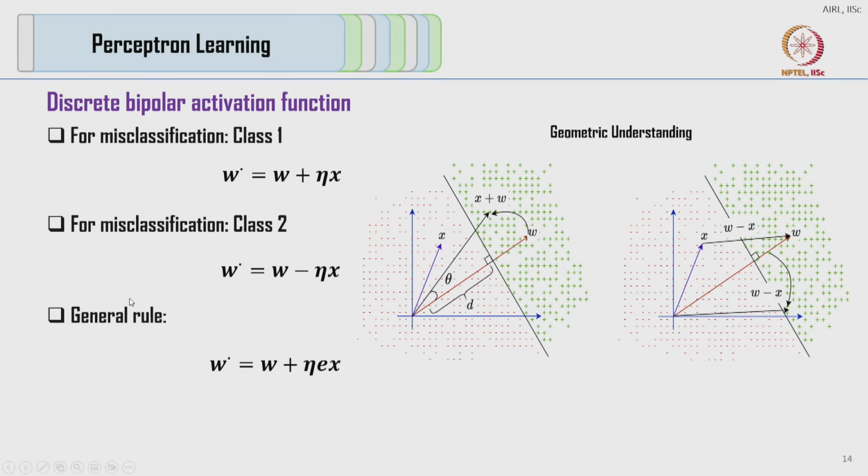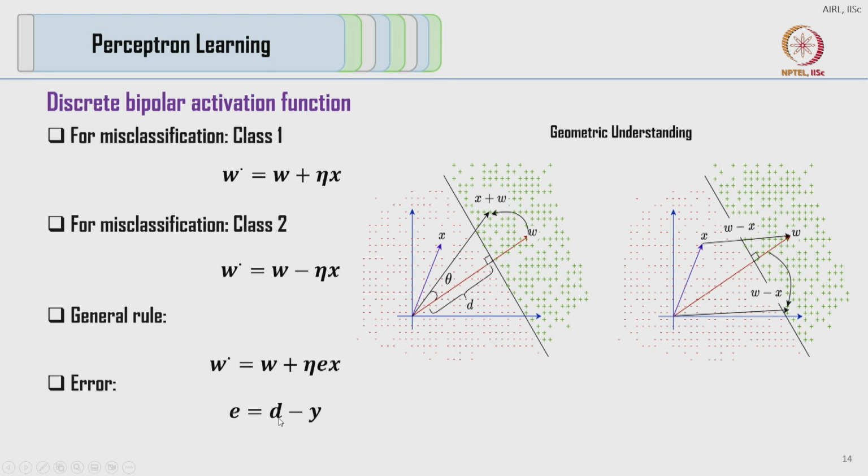Okay. So, in general, the weight update rule is w equals w plus eta times e times x. What is e? e is nothing but the error. Error is d minus y. So, d is, let us say, 1 and y is 1, then the error is 0, and there is no change in weight. The prediction and the actual label are the same, so there is no change in weight.